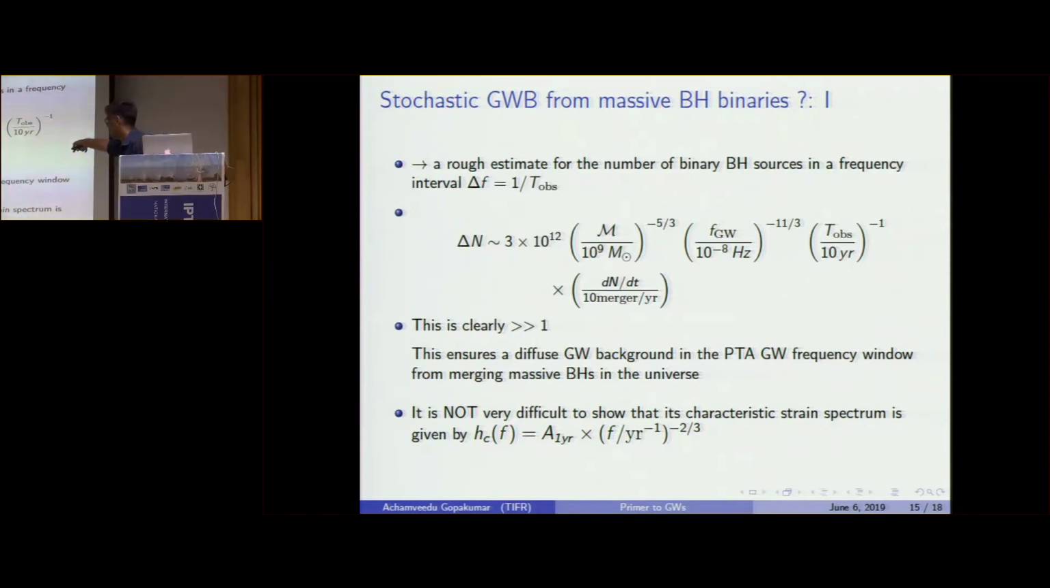You can change all these numbers as you like. Don't go up to 10 raised to minus 12 mergers per year. You will find that delta n will be more than 1. Therefore, we are not going to see individual sources, but rather a diffuse background in the pulsar timing array frequency band, and that's precisely what we expect.